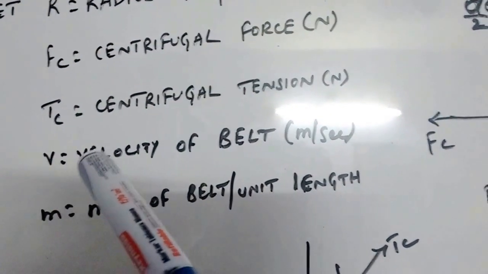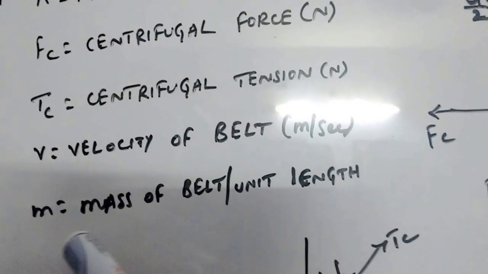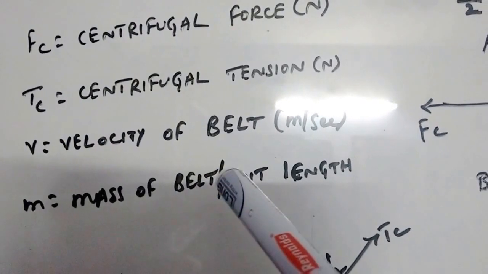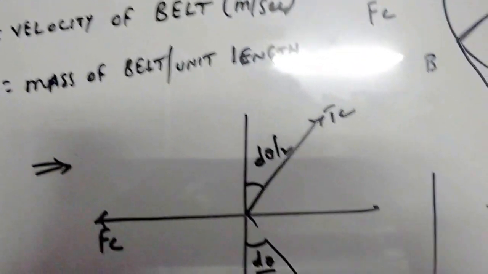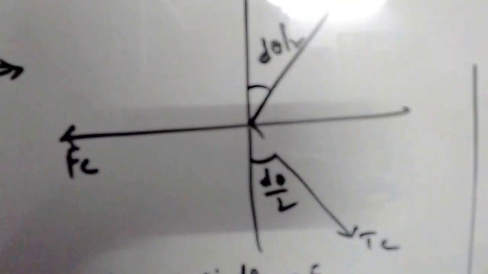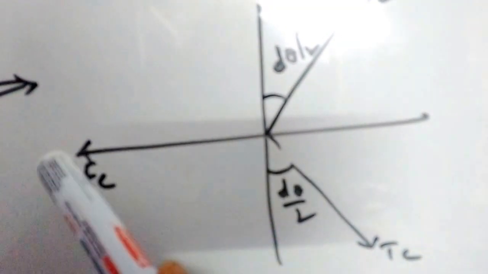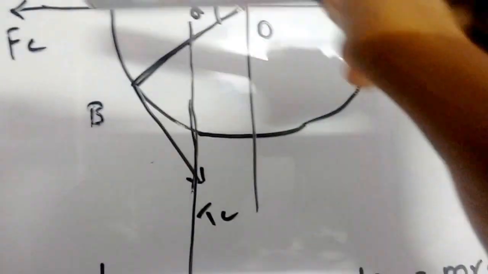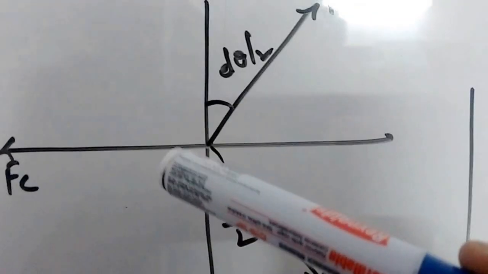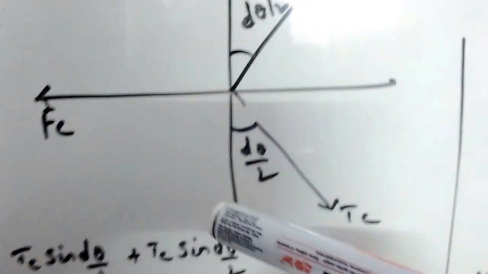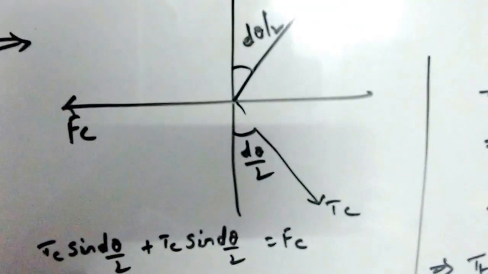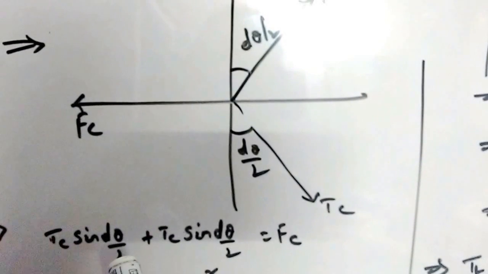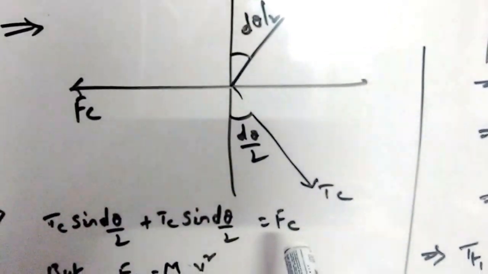Let us consider V to be the velocity of the belt in meters per second and m to be the mass of the belt per unit length. If you draw the free body diagram for this pulley, it will look like this. Now Fc is acting away from the center, and these two Tc, each makes an angle of d theta by 2 with the center. So write the equilibrium equation: Tc into sine d theta by 2 plus Tc into sine d theta by 2 is equal to Fc.